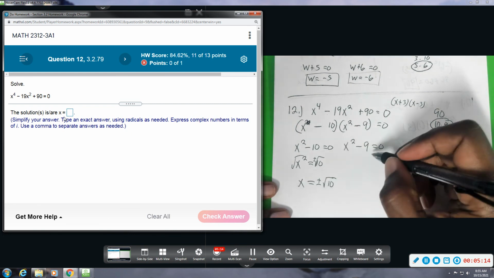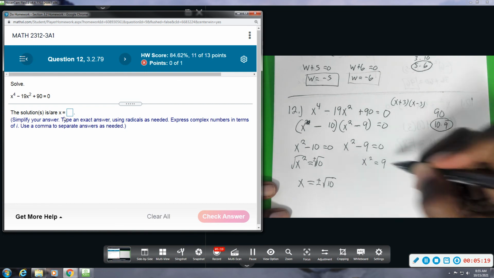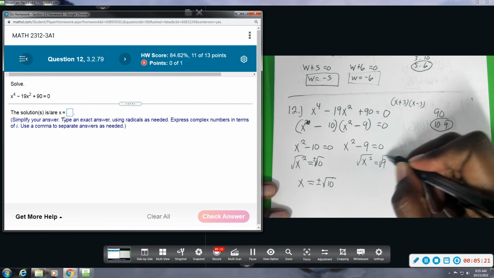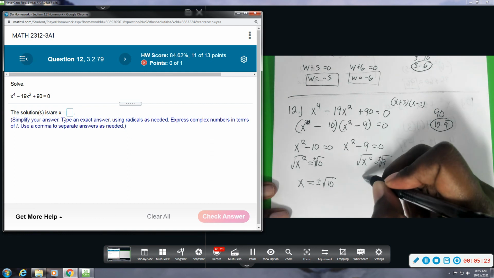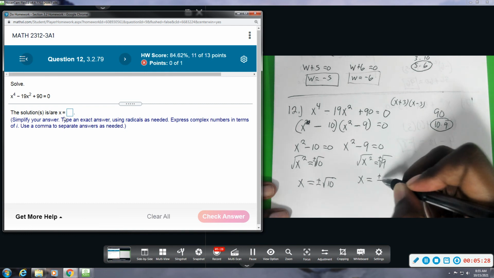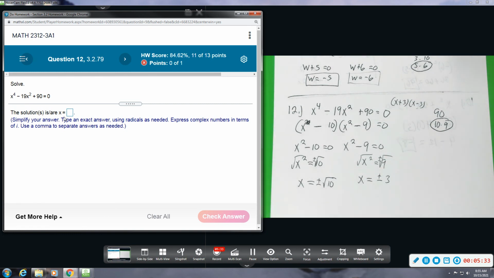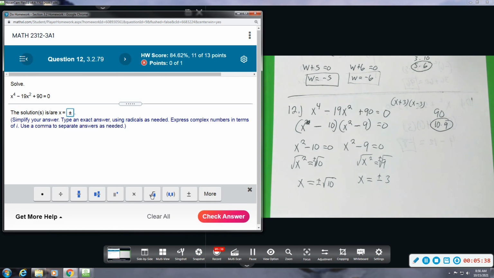Okay, and then over here you add 9, so you get x squared equals 9, and then you square root here and you get positive or negative, but this time 9 is a perfect square, so you get x equals positive or negative 3, which you would see if you did the difference of squares as well. So this time we're going to list all of those. So I'm just going to do plus or minus square root of 10, and then I'm going to do 3 and negative 3. So we got 4 real answers this time.